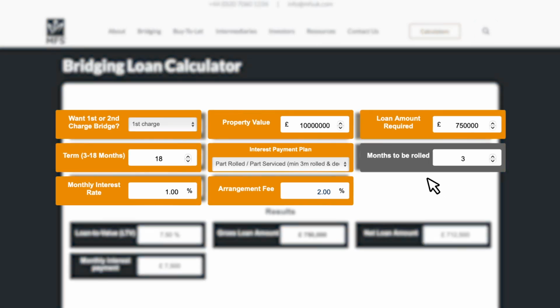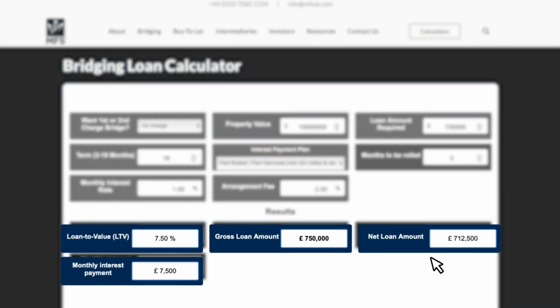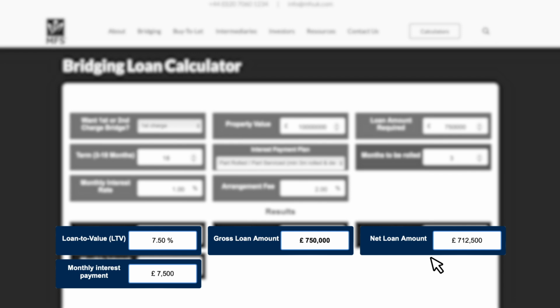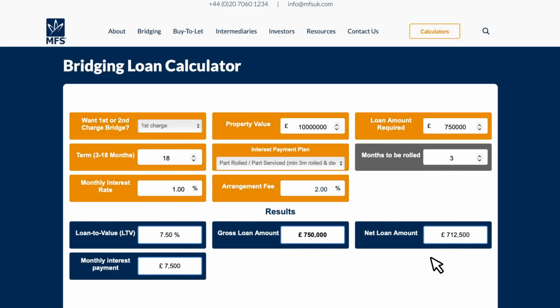The orange boxes are where your information is entered, and the blue boxes are updated in real time based on the data you provide. These blue boxes show the results of the calculation, including the applicable LTV for your case, as well as the gross and net loan amount.